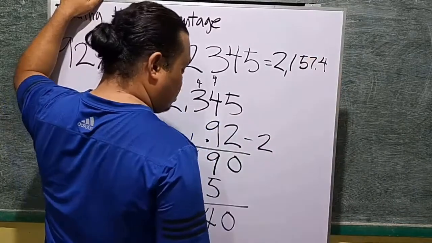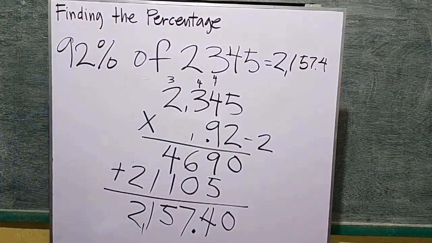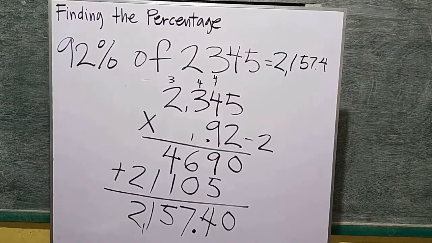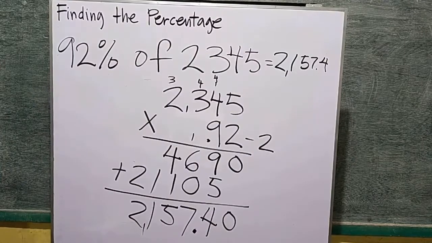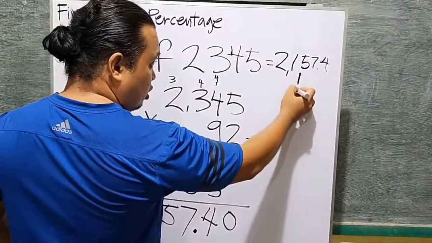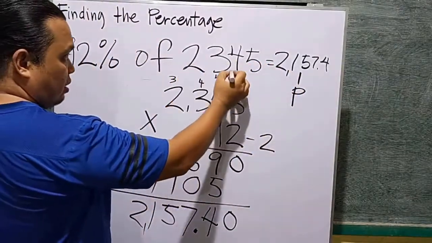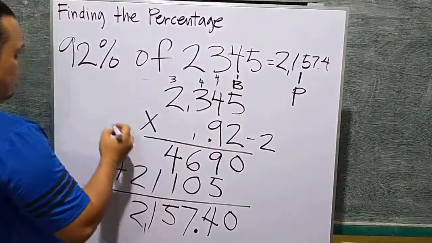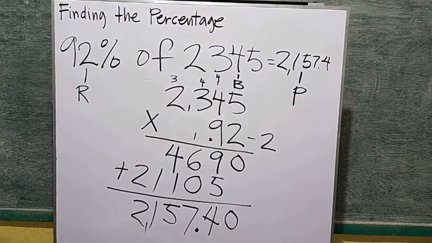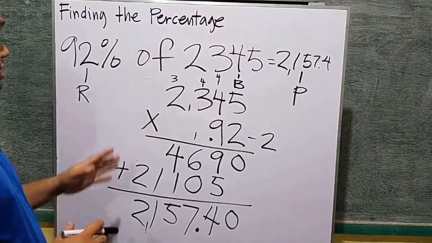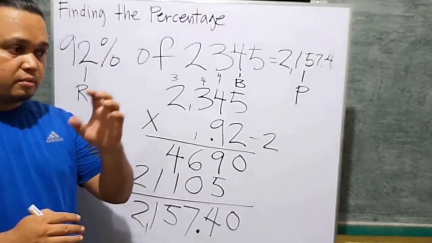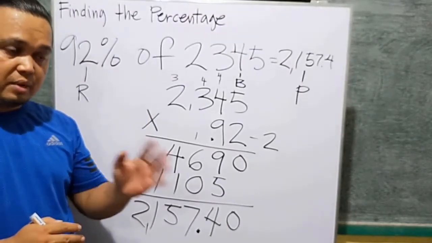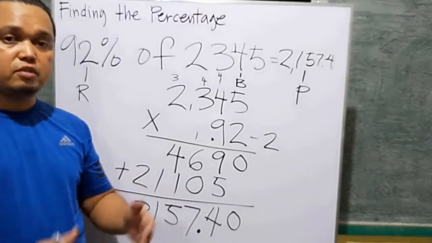2,157.4 or 2,157.40 is still the same. So 92% of 2,345 is 2,157.4. Okay, now this is our percentage, while this is our base, and 92% here is our rate. Okay, so in finding the percentage using the secant triangle, percentage is just multiply the rate times the base so that we can get the percentage of that number.